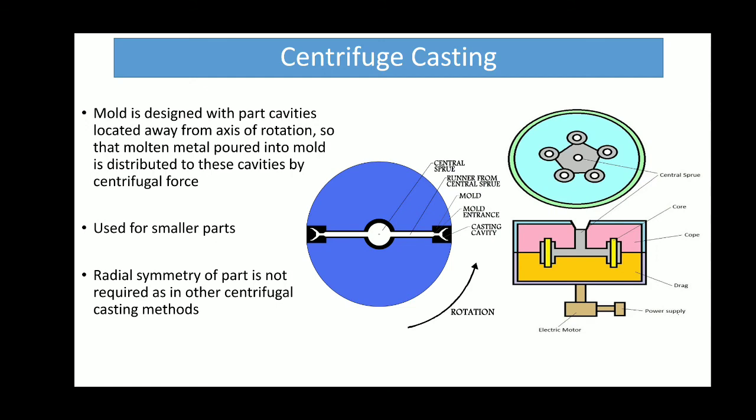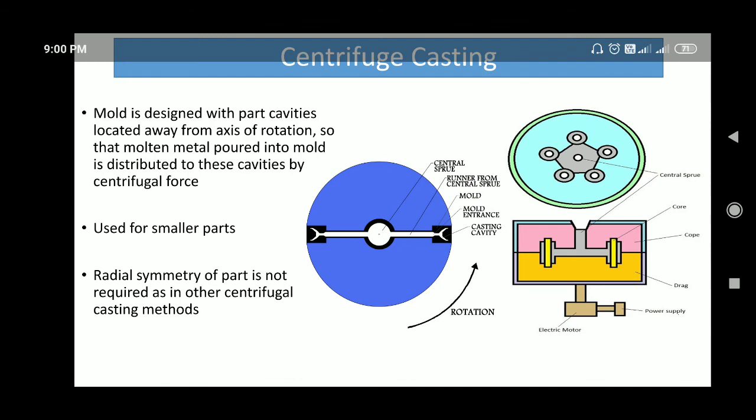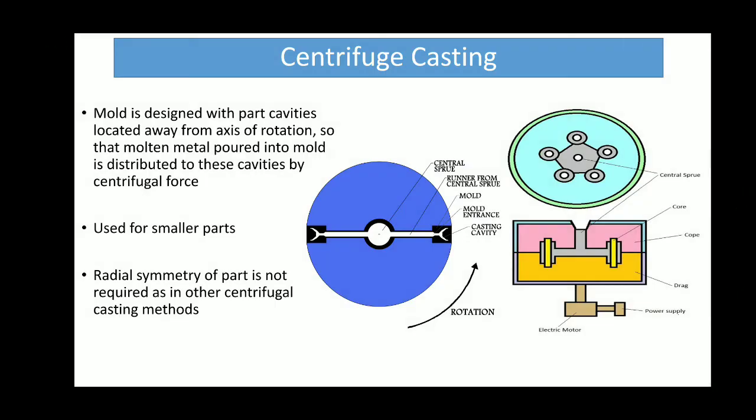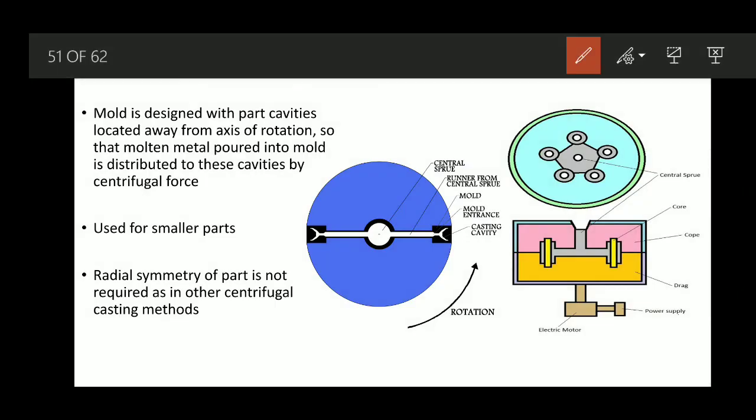Okay, so we can have a number of these kinds of cavities, and generally it is used for smaller parts. Here it is not necessary that the part has to be radially symmetric only. In the other centrifugal casting, it is required that the parts have to be radially symmetric.